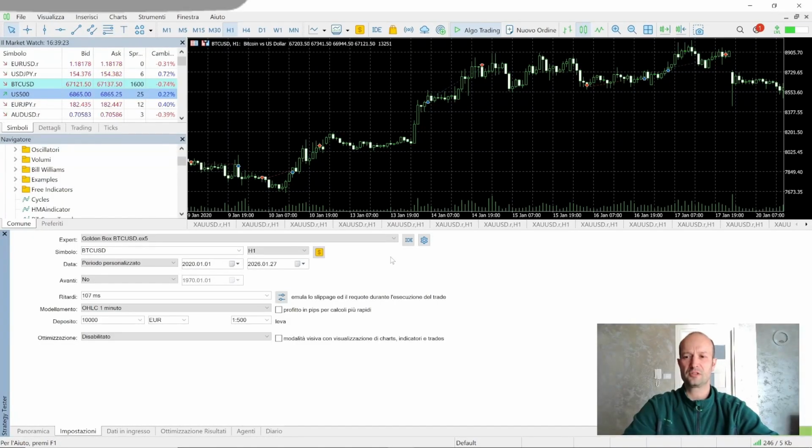Here we are on MetaTrader. Let's open our strategy tester and take a look. I'll take this strategy that I use on Bitcoin as an example. This is a fairly simple strategy, let's say, and it works like this. I identify a range during the day between two specific times. And if my price, after a certain time, breaks out upwards or downwards from these two levels, I go long or I go short.